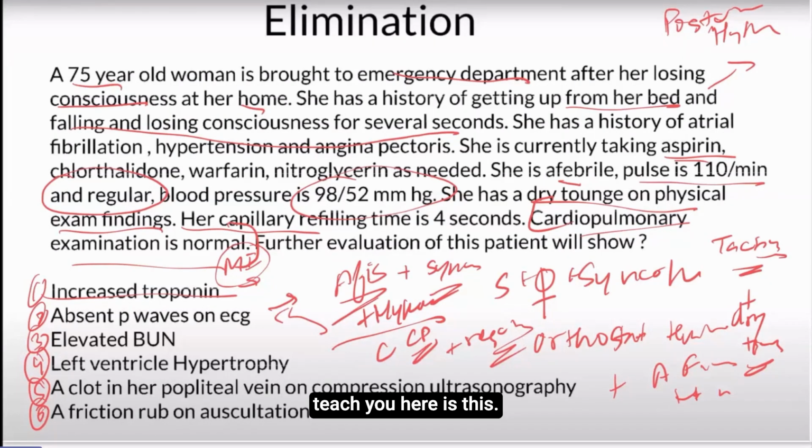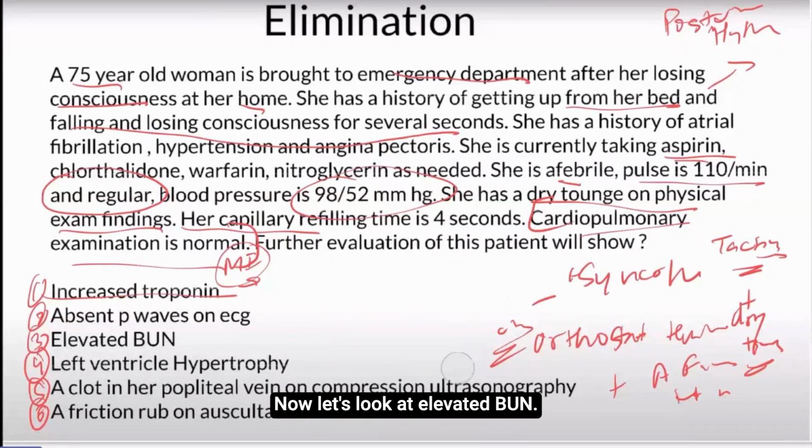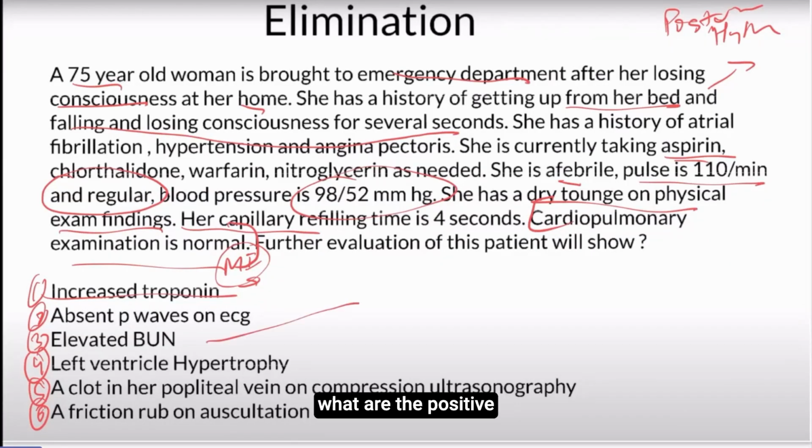So what I'm trying to teach you here is this. You need to balance positive and negative clues out. Positive clues that they give you, negative clues by commission and negative clues by omission. And because of that, this is not the answer. Now let's look at elevated BUN. If I look at elevated BUN, what are the positive clues they're giving you? The number one positive clue that you're getting for this is syncope.